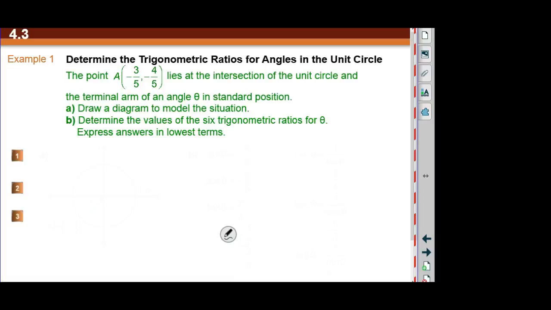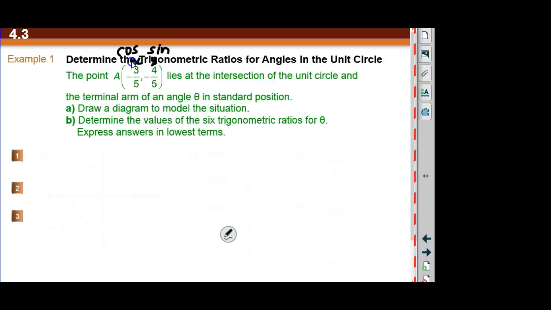Okay, we're on example 1 on page 193 for section 4.3. It says the point A, and remember our points are x and y, but they're also cos and sine when we're with the unit circle. So our point A lies on the intersection of the unit circle and the terminal arm of an angle in standard position. Draw a diagram to model the situation, and then determine the values of the 6 trigonometric ratios for the angle. Express your answers in lowest terms.